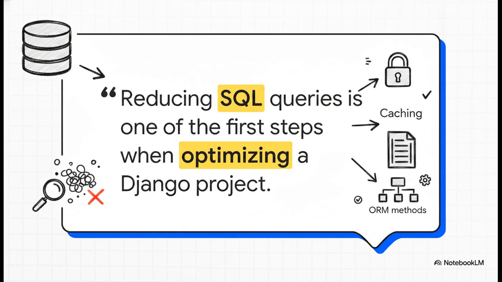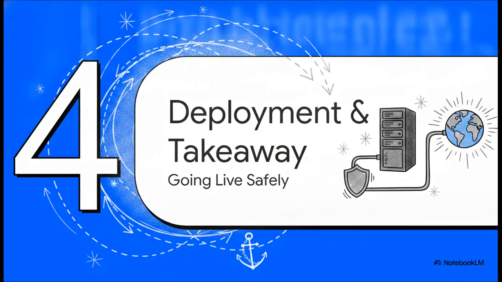The professional workflow is to use tools like Django Debug Toolbar first to measure and profile your application, see exactly where the database is choking, and then apply targeted optimizations like caching, indexing, or those ORM methods we just talked about. Section 4. Deployment and final takeaway.